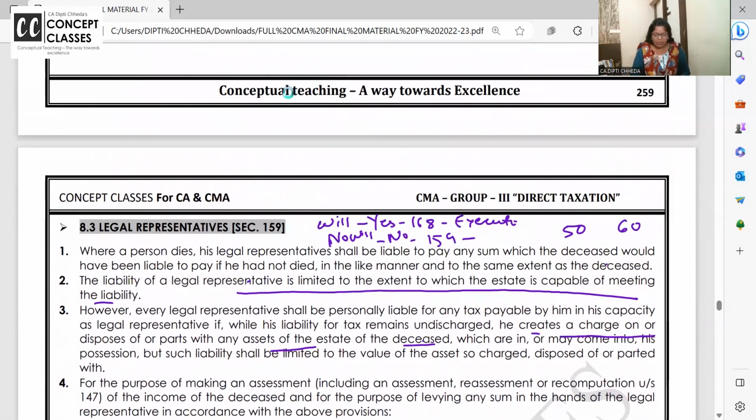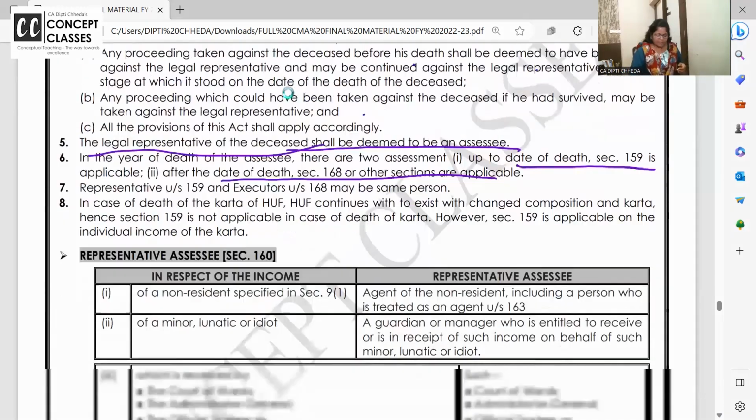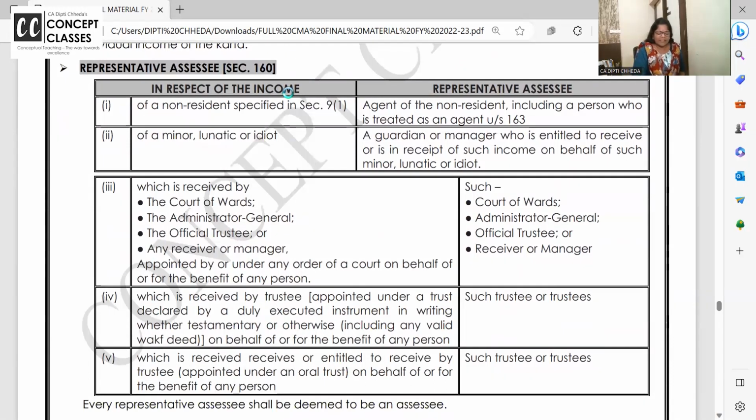168 is executor. I hope you have written it in the header. 159 is the legal representative. If there is no will, only then does the legal representative have a role. Who can be the representative? 1 mark question. Who can be? Like who can sign the return? You remember? Like who can be the representative?